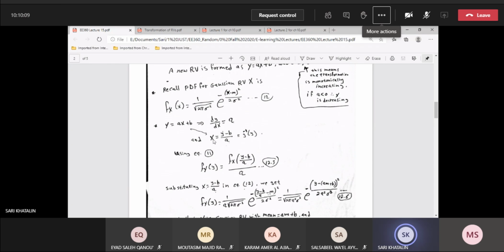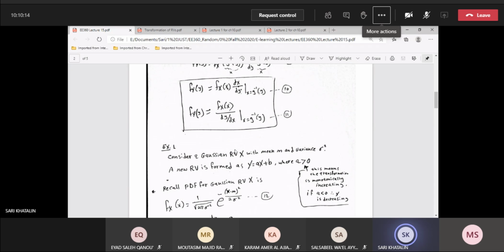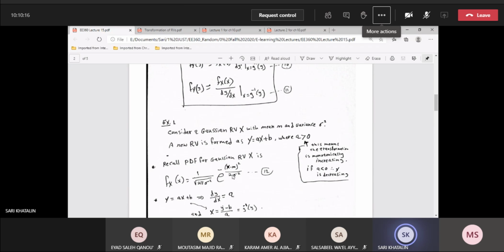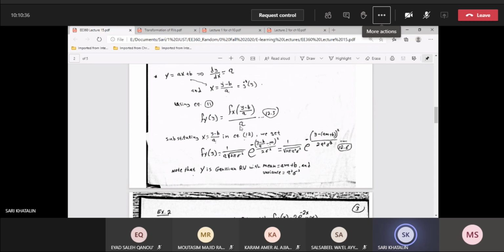So x, where do we use x here? We use it inside equation 12. Equation 12 here, x. Now we're going to replace it with this new form, which is (y minus b) divided by a, which is the inverse of y. After we plug in all this information, this is the new PDF. So we just replace the PDF divided by a, and 12.6.